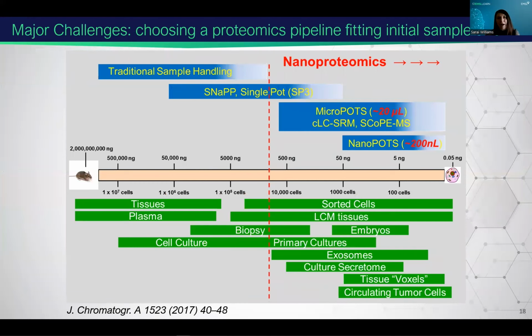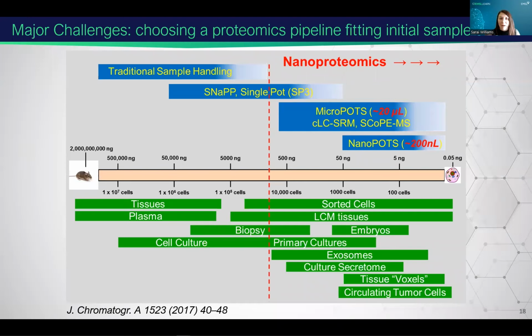So choosing a pipeline that's best suited for your experiment will be determined based on the initial sample size. If you're looking for an average response of the cellular diversity that's expressed in your biological sample, you can use traditional proteomics, which generally takes a large amount of cells, in the order of millions of cells or hundreds of micrograms of starting material.